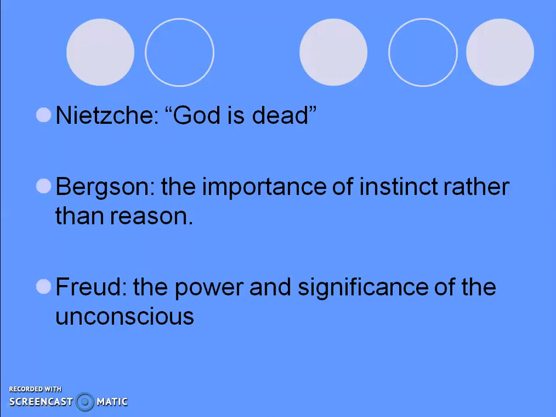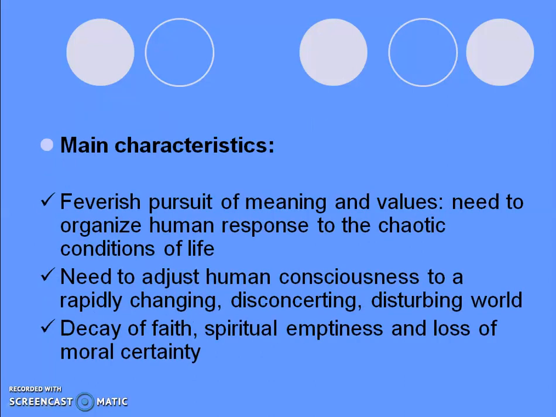So how did these thinkers influence modern writers? As scientific explanations were more subtle and harder to understand, the modernist writer was faced with a very complex reality and needed to put order into the chaos that surrounded him. Which are the main characteristics of the period? There was a feverish pursuit of meaning and values because there was a need to organize human response to the chaotic conditions of life.